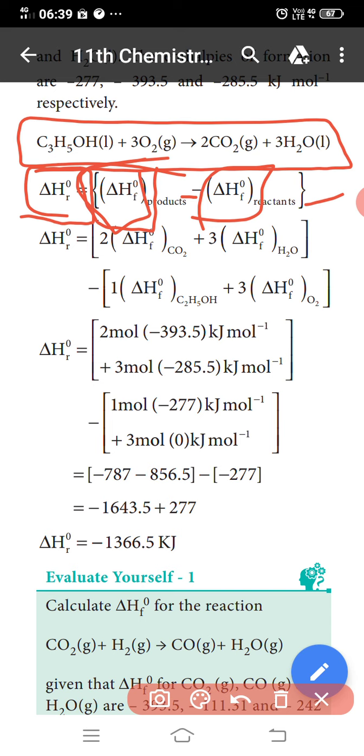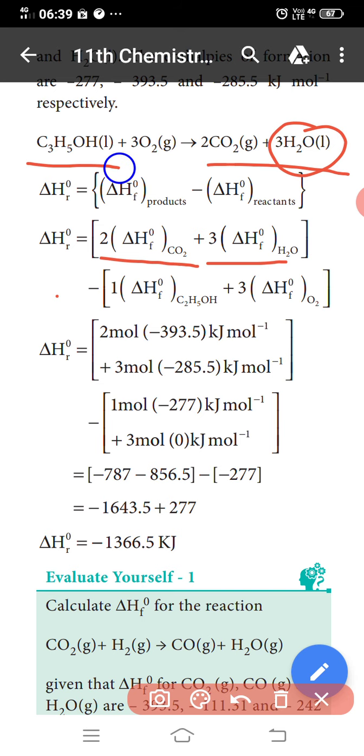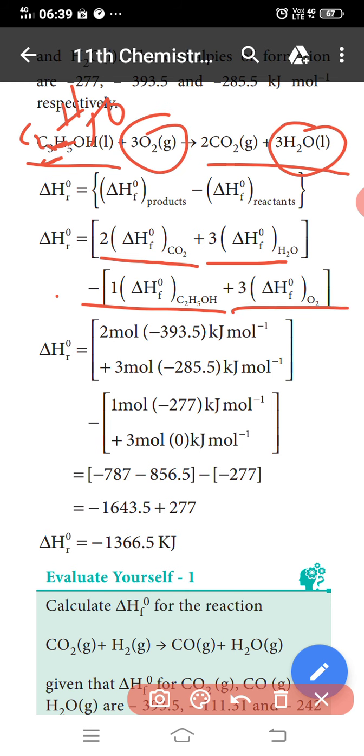On the product side, 2 molecules of carbon dioxide and 3 molecules of water are present, minus the reactants: 1 molecule of ethyl alcohol, C2H5OH, plus 3 molecules of oxygen, 3 del H f naught of O2. Okay, now the substitution of values.